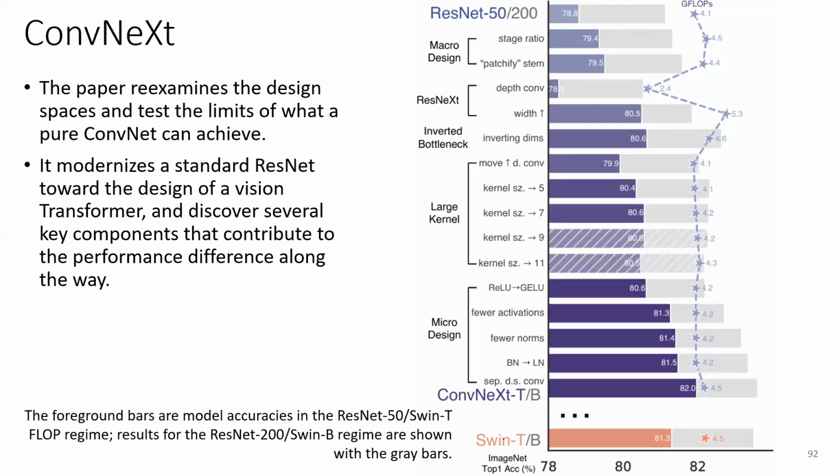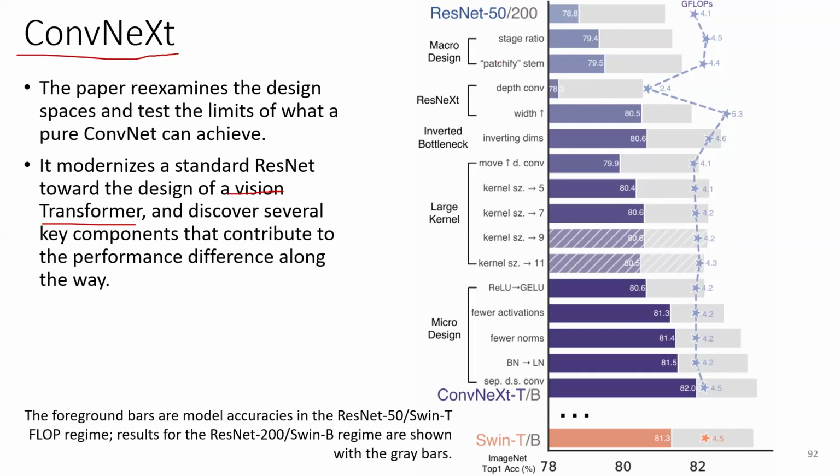Then in 2022 came the ConvNeXt. It's a 2022 contribution called A ConvNet for the 2020s. This paper re-examined the design spaces and tests the limits of what a ConvNet can do. It modernizes the standard ResNet toward the design of a vision transformer. So they had a vision transformer called Swin Transformer. I don't think we'll have time to discuss transformers in this class. If anyone is interested, we can discuss with an additional lecture maybe after the exam, and discover several key components that contribute to the performance along the way.